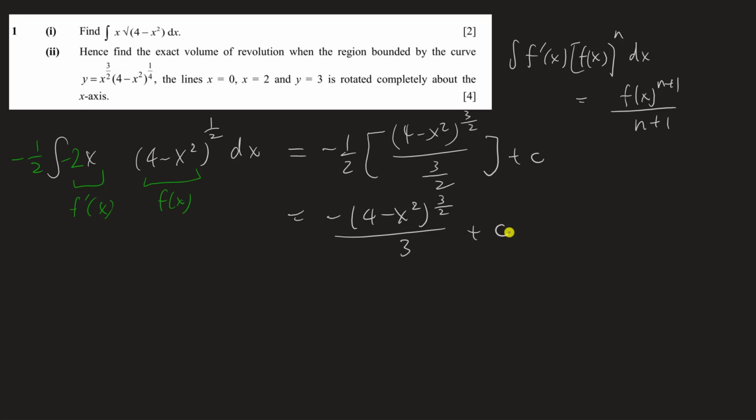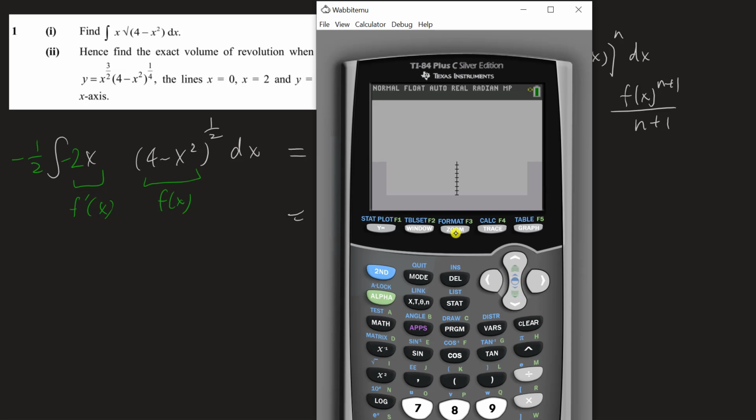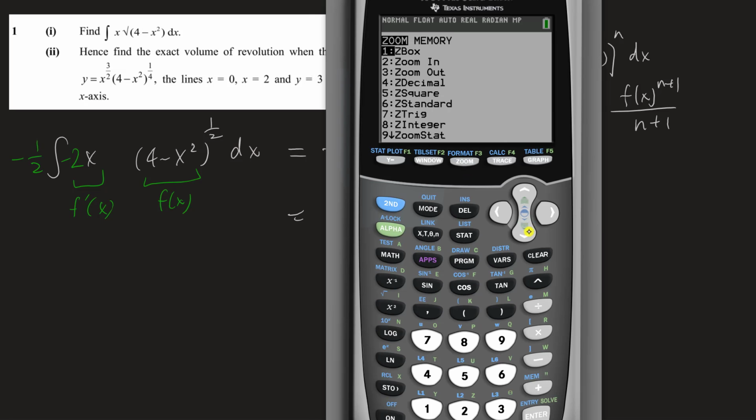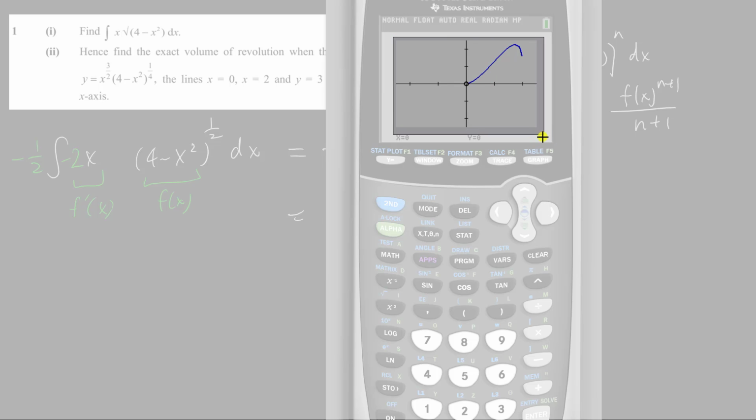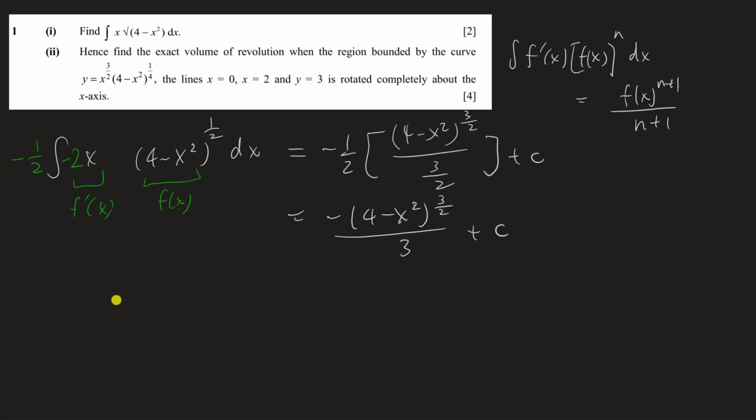Hence, find the exact volume of revolution when the region bounded by the curve, this line, and this is rotated completely about the x-axis. When we are not sure what the graph looks like, just go and plot it. You will get something like this. Let me just zoom in. I'm going to paste this here.